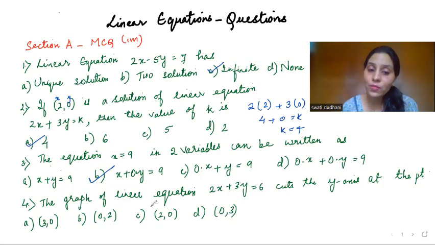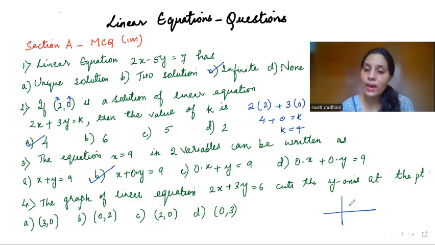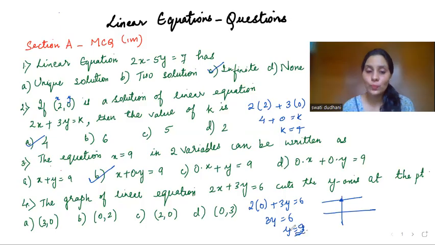Next one. The graph of the linear equation 2x plus 3y equals 6 cuts the y-axis at the point. So this graph cuts the y-axis here. At what point does it cut? It is very clear that the value of x is 0 because it cuts the y-axis. So let us substitute x as 0. 2 into 0 plus 3y equal to 6. So 3y equal to 6 and y equal to 6 divided by 3, that is 2. So option B is right. X is 0, y is 2. So it cuts at 2.